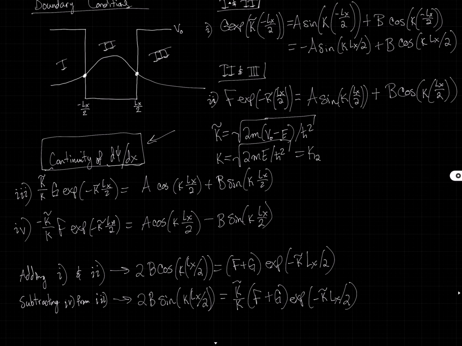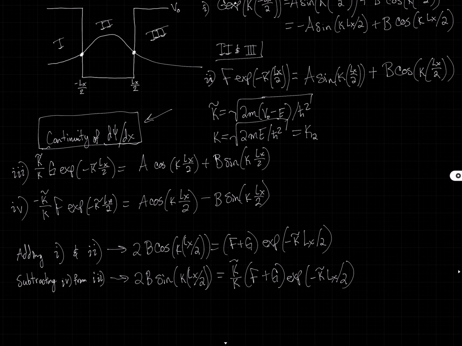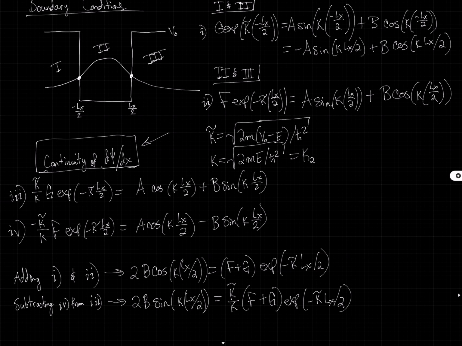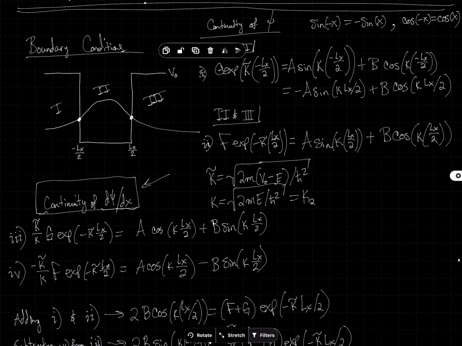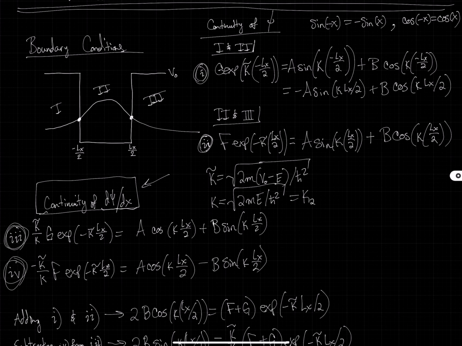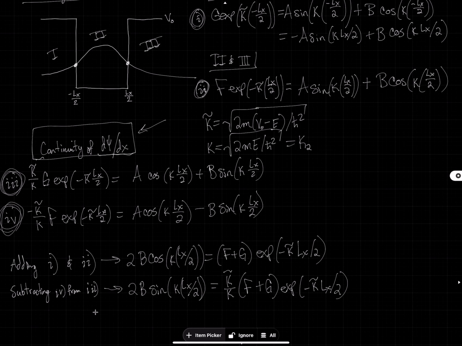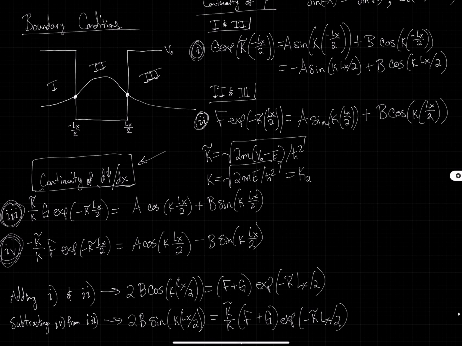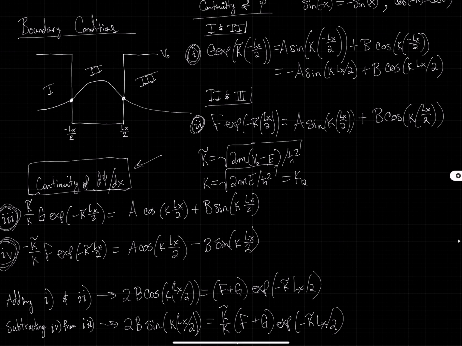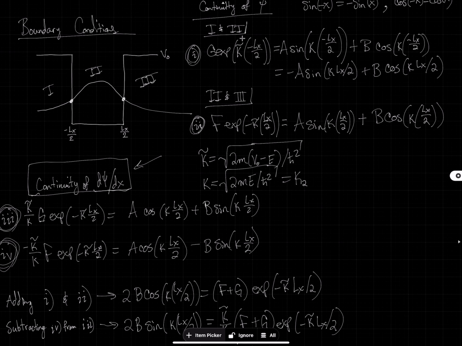now what we can do is simplify terms here, and we can do that by adding this first term and this third term. All right, so the first and the third, I've denoted them here. Actually, I have 1, 2, 3, and 4. And if I add 1 and 2, I get 2b cosine of k Lx over 2 is equal to the quantity f plus g times the exponential of minus kappa Lx over 2. All right, and that's what you get when you add these two terms together.